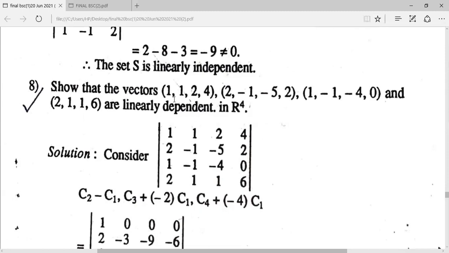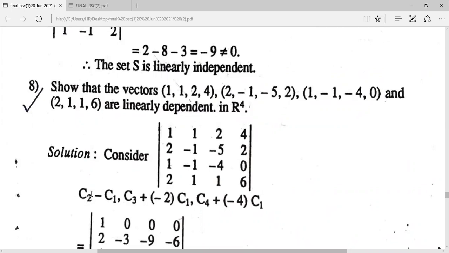Once you enter the vectors (1, 1, 2, 4), (2, -1, -5, 2), (1, -1, -4, 0), (2, 1, 1, 6) in the determinant here, it's a fourth order determinant. You can expand this fourth order determinant provided that in the first row, except the first element, all elements are made zeros. How could you make zeros? That is by column operation.